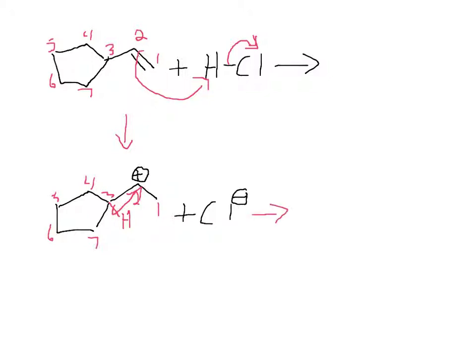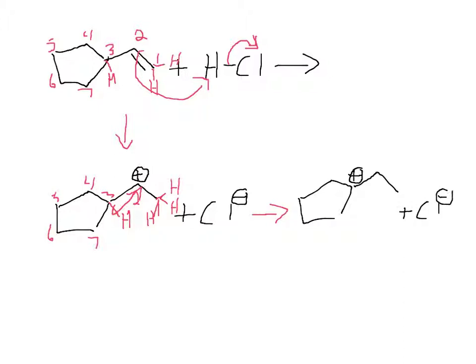Was that H originally on carbon 1? That H has always been on carbon 3. Carbon 3 has always had an H; I just hadn't drawn it until now. Carbon 1 got a new H. It started out with 2 H's, and now carbon 1 has 3 H's, and one of them came from the HCl. Good. So now what do we have? Plus Cl minus.